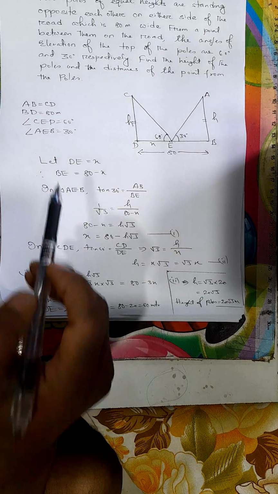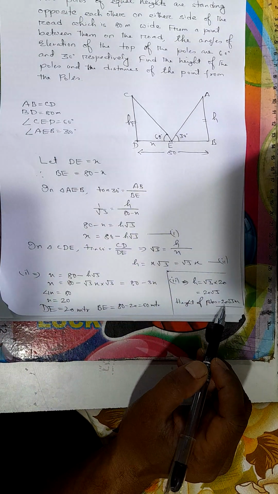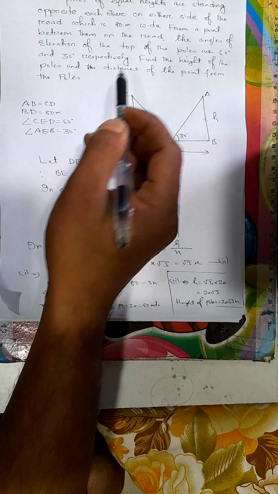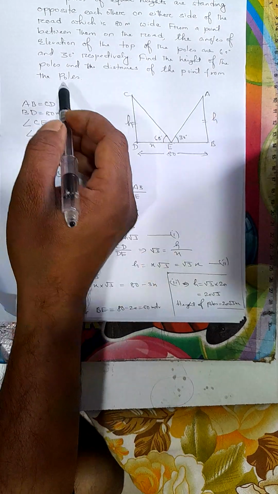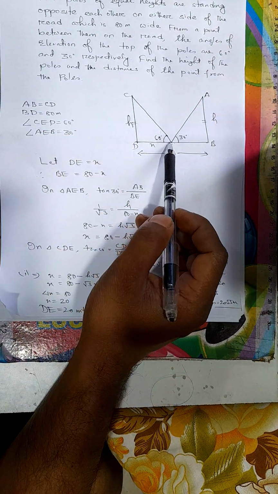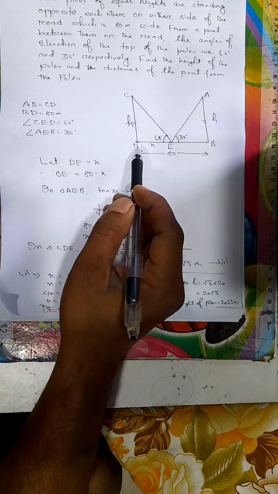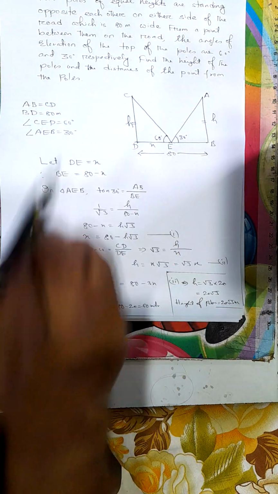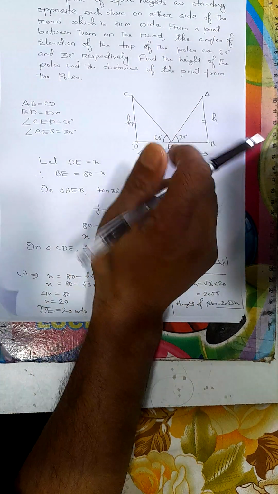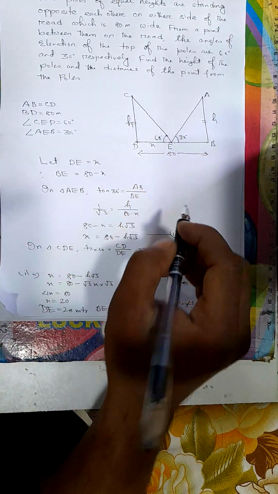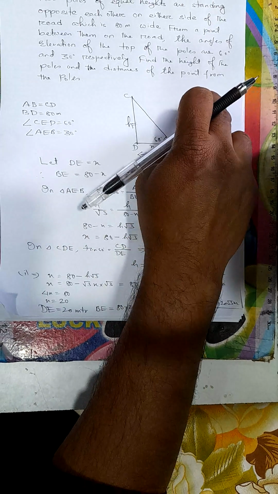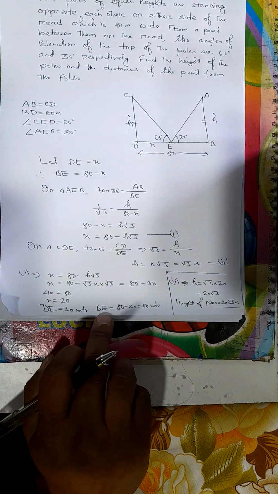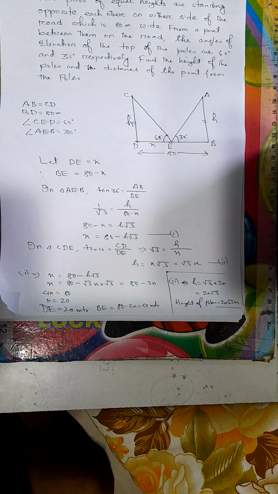So find the height of the pole. Height of the pole is 20 root 3 meter, and distances of the point from the poles. So this point is 20 meter away from D, means this pole, and this point E is 60 meter away from the pole AB. BE equal to 60 meter.